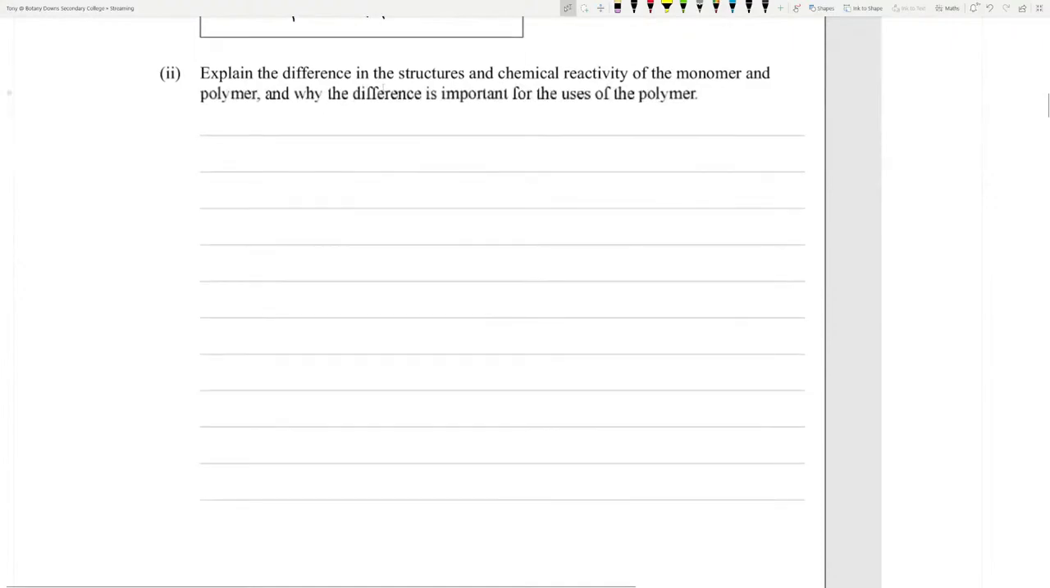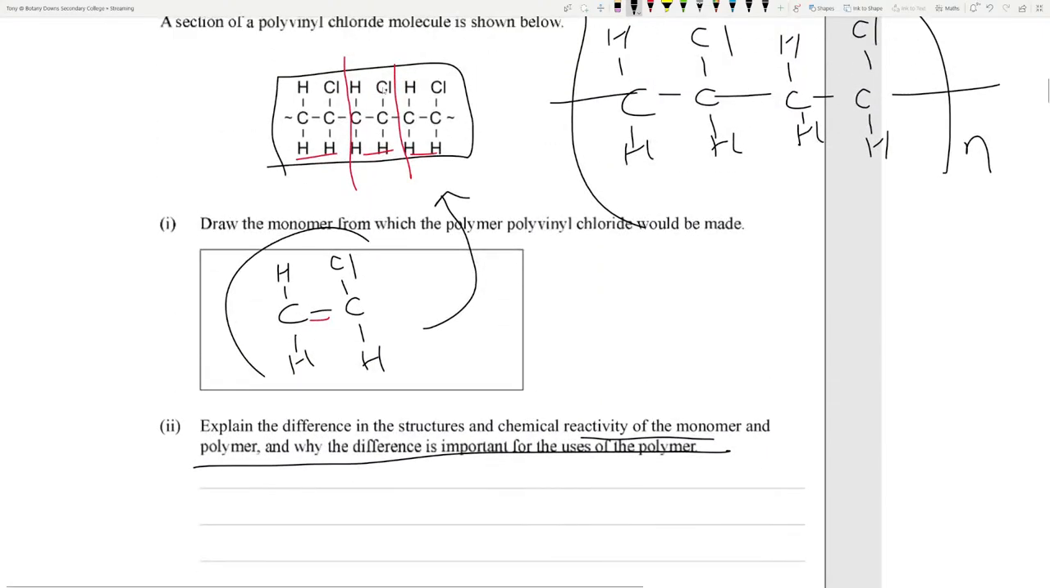Okay, and explain the difference in structural chemical reactivity of the monomers and polymers. Essentially, you can look at the model answer for this, the monomer in this case is more reactive because it's an alkene. So the monomer will undergo an addition reaction. You break the double bond like what we did here, and they join together into a super long chain of polymers. And as a polymer, it has a very low chemical reactivity. And that is the whole thing.